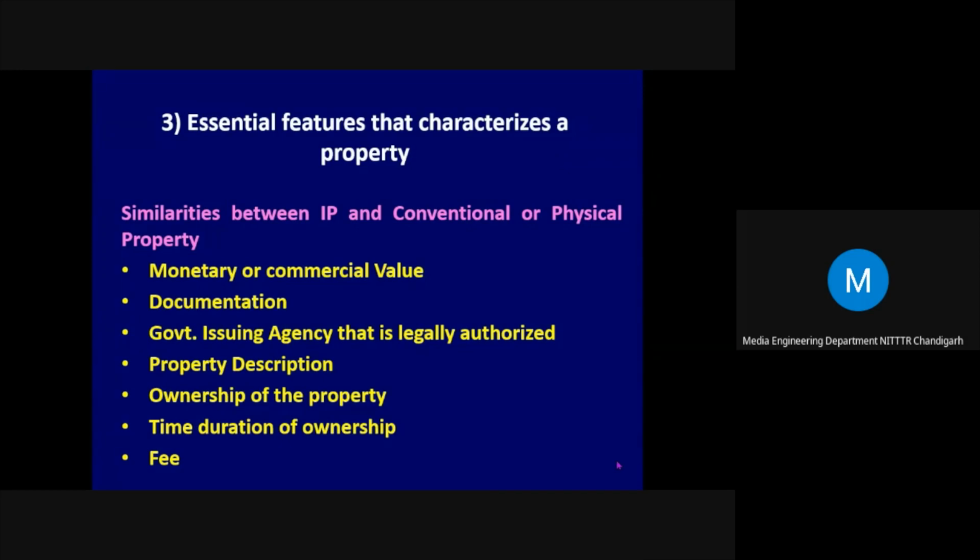So essential features that characterize a property. There are certain parameters on which IP and conventional or physical property are similar to each other. So the first one is monetary or commercial value. Now the features come of IP. It will be referred to as IP if it has a monetary or commercial value.